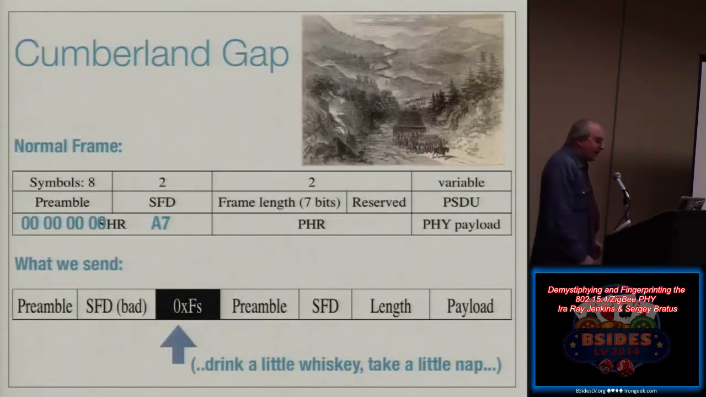So let's talk about the actual fingerprinting and what we can do. This one we call the Cumberland Gap, because Cumberland Gap is how you get to Tennessee from the east. And this is Travis's native culture.